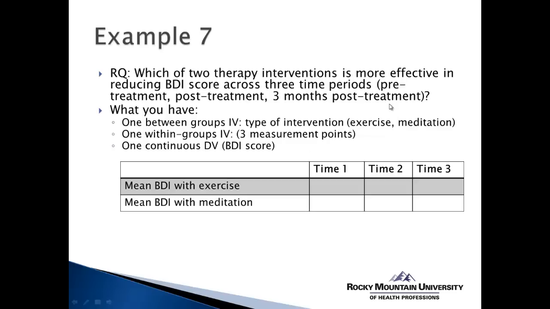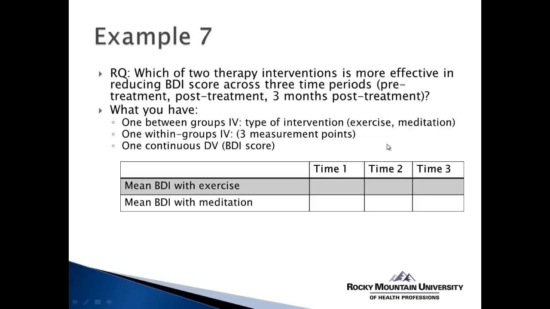Now to graph this, again, we have columns representing one of our independent variables, in this case the passage of time. This is our within groups independent variable, time 1, time 2, and time 3. And then we have 2 rows representing the between groups independent variable, exercise or meditation, again measuring the same numeric outcome, mean BDI score. Now again, we can study the effect of time by itself, we can study the effect of the treatment by itself, or we can study a unique interaction between those 2 independent variables.